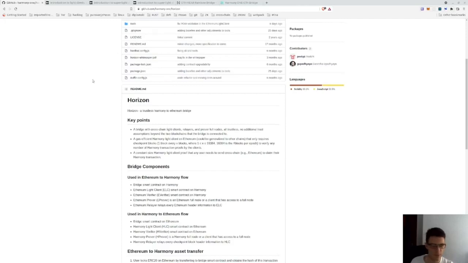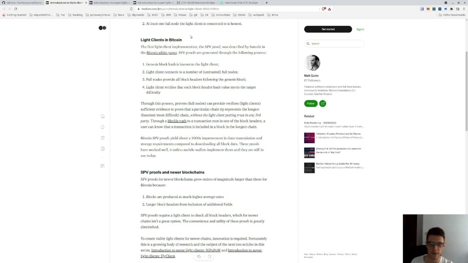Hello everybody, today we're going to talk about Horizon Bridge. But before we start, let's see briefly how light clients work. Light clients allow us to prove the validity of the blockchain state without downloading the whole blockchain.